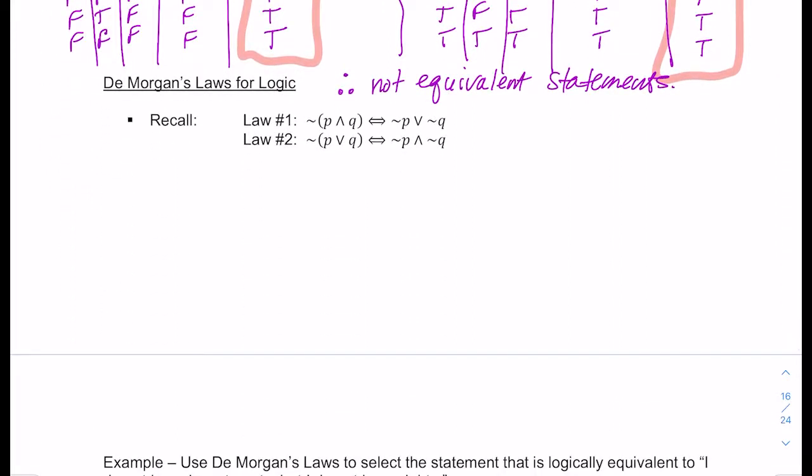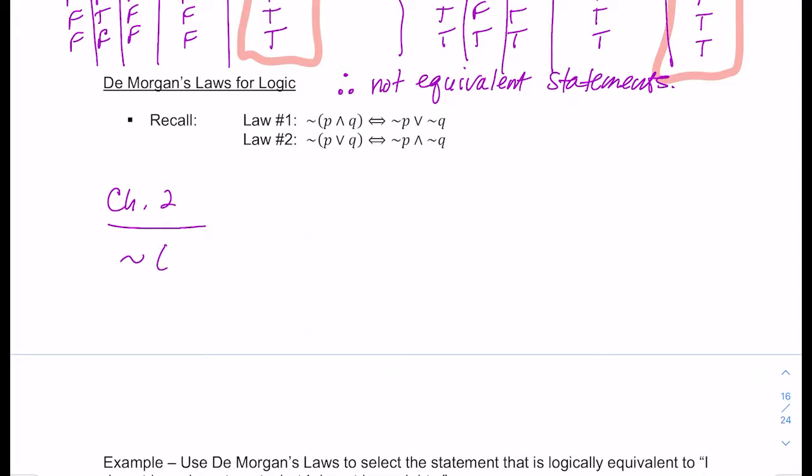Remember in chapter 2, we looked at De Morgan's laws for logic. Here they are again. Law number 1 says it is false that P and Q is equivalent to not P or not Q. And law number 2 says it is false that P or Q is equivalent to not P and not Q.